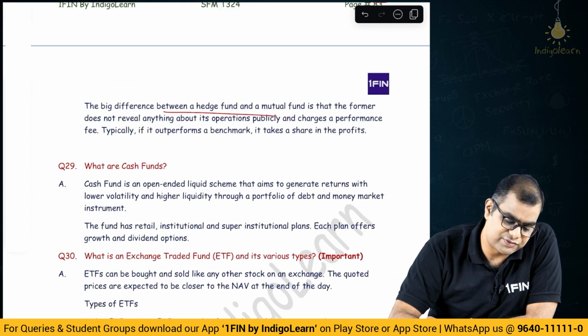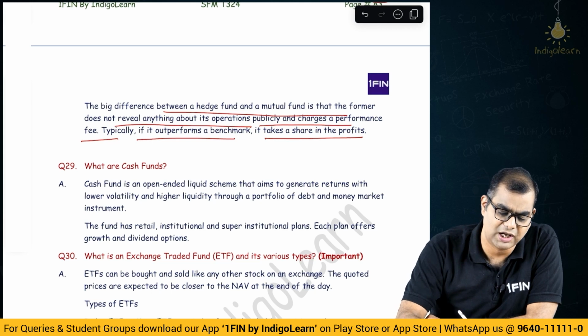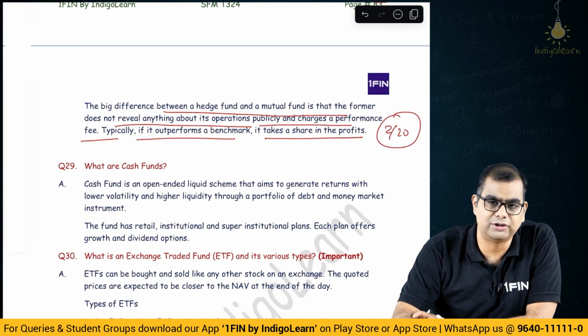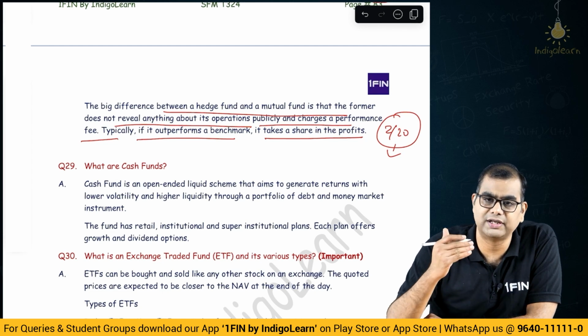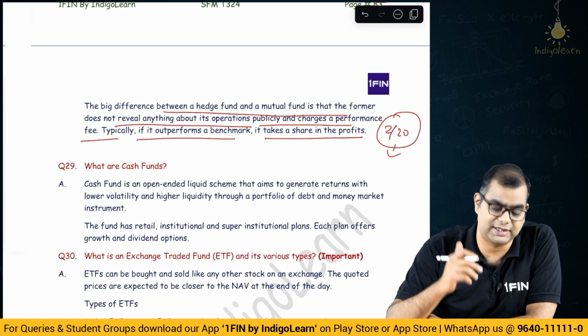The big difference between a hedge fund and a mutual fund is that the former does not reveal anything about its operations publicly and charges a performance fee. Typically, if it outperforms the benchmark, it takes a share in profit. So they follow this 2/20 rule, where they take 2% of annual assets under management as annual fee, and 20% of the overall profits are taken by them. That is what they do in hedge funds. In mutual funds, no. You have a certain expense ratio, and your expenses have to be within that ratio.